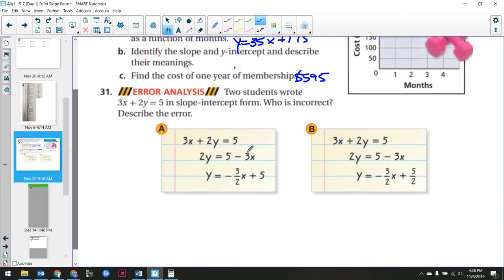31, who went wrong? Two students wrote 3x plus 2y equals 5 in slope-intercept form. Who is incorrect? Okay, so this guy subtracted the 3x, then divided by 2. Oh, did he divide everything by 2? No. Uh-oh, this person did it correctly. We divided everything by 2. That's what I want to see. A was the wrong thing. They did not divide the 5 by 2. The y-intercept did not get divided by 2. Okay.